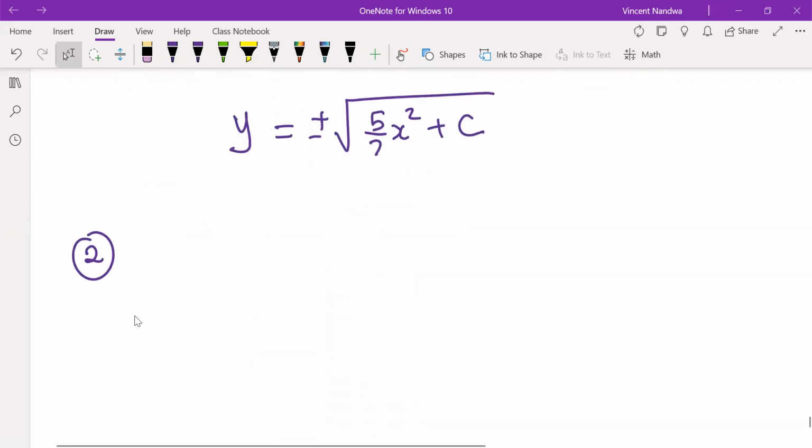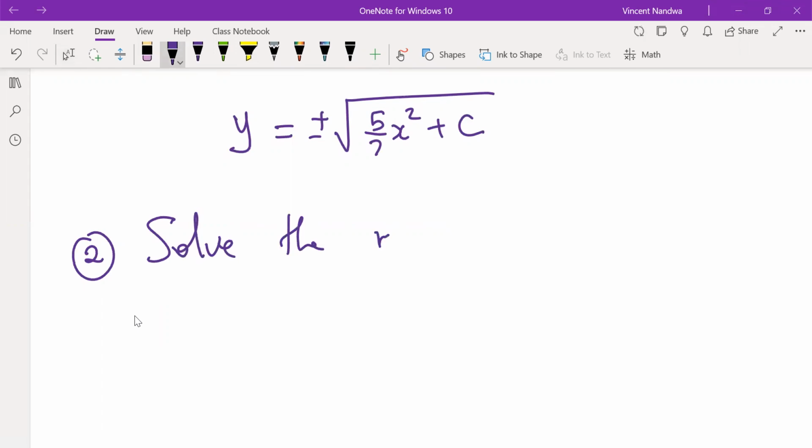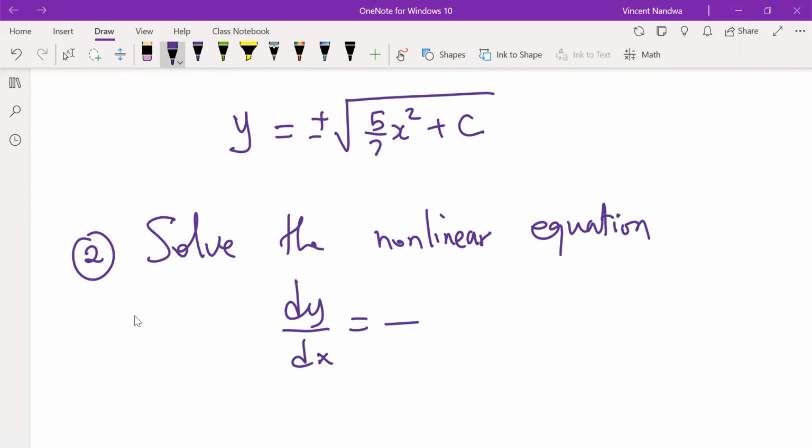And then number 2, solve the nonlinear equation dy/dx given by 6x to the power 5 minus 2x plus 1 divided by cos y plus e to the power y.